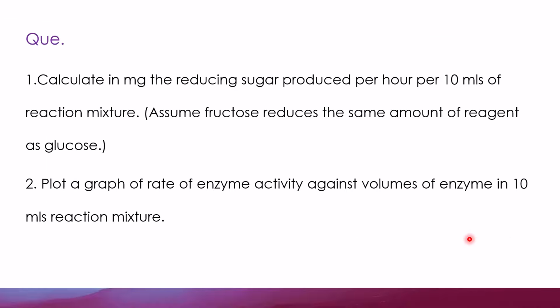So let's try to solve these questions. Okay, so the first question says that we are to calculate in milligrams the reducing sugar produced per hour per 10 mils of the reaction mixture, assuming fructose reduces the same amount of reagent as glucose. So that is the first question. And the second question says we are to plot a graph of rate of enzyme activity against volumes of enzymes in 10 mils reaction mixture.